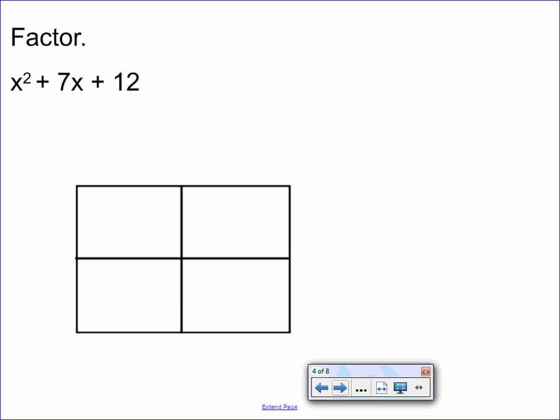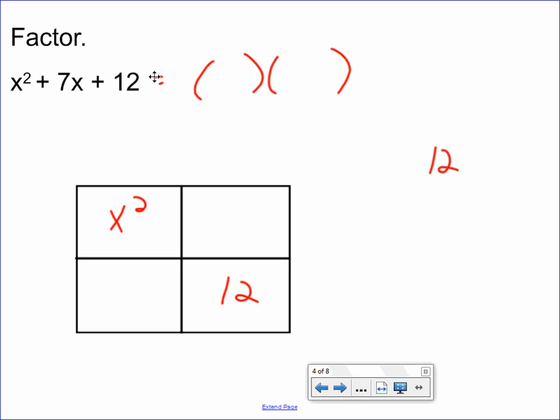So here's what we've got. Again, in the end, when we factor it, we want to get what came from the parentheses. So the number we've got is a 12. Let's fill in what we've got. We've got x squared. We've got 12 here. I know this would be an x. This would be an x.